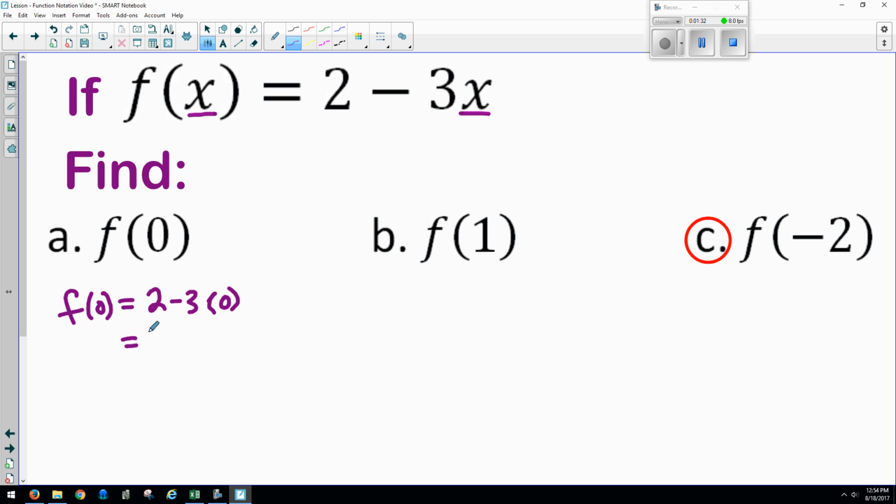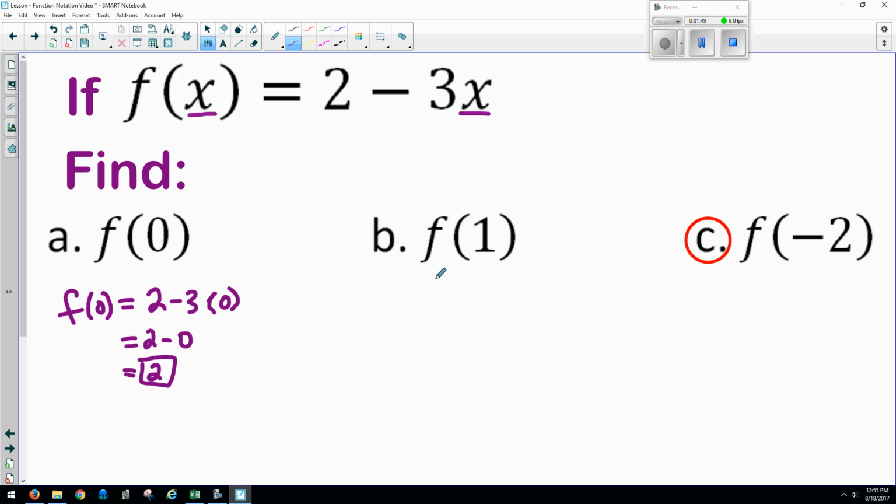And then I'm going to see what this is equal to from here. So this is equal to 2 minus 0, which is 2. So this means that f of 0 equals 2. We'll talk a little bit more about what that actually means in a little while.